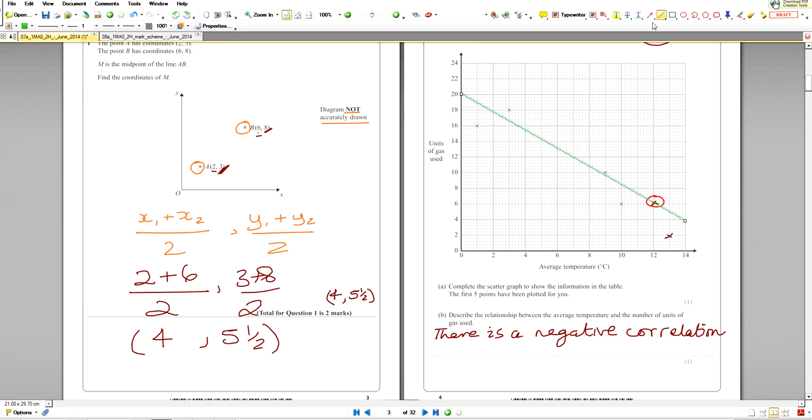Okay. Right. Let's do that. Okay, so that's my line of best fit. My line of best fit actually goes through (0, 20) and (12, 6). So we have 2 points above, 3 points below, and it actually goes through 2 points.